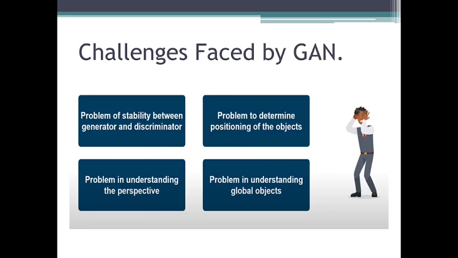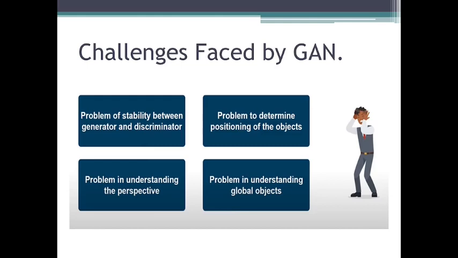The next challenge faced by GAN is that it can fail miserably in determining the positioning of the object, in terms of how many times objects should occur at that location. Suppose we have a maze in which we have placed three dogs with two eyes each. Sometimes GAN will fail to determine the positioning of the object, and it will generate an image with, like, one dog and six eyes. So that's kind of a problem that we face while working with GANs.